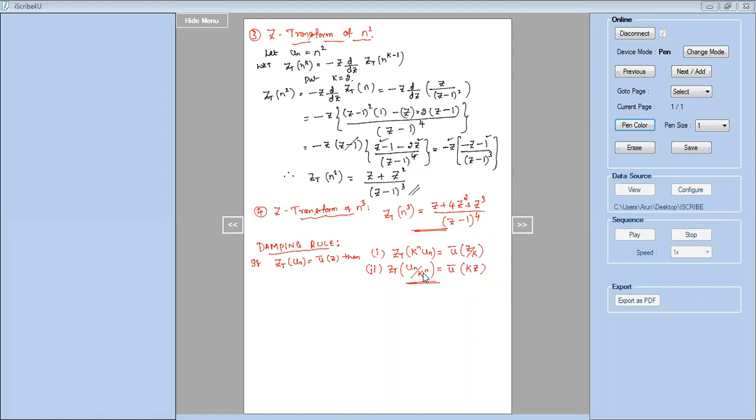And suppose you are dividing by k power n, by finding a Z transformation of un, you get u bar of z, and in that u bar of z, you can put z equal to k into z. I mean, in place of z, you can put kz, so that we get a Z transformation of un divided by k power n. So these two are the important properties which are called the damping rule. The proof of these two properties is not required, but remember these two properties.